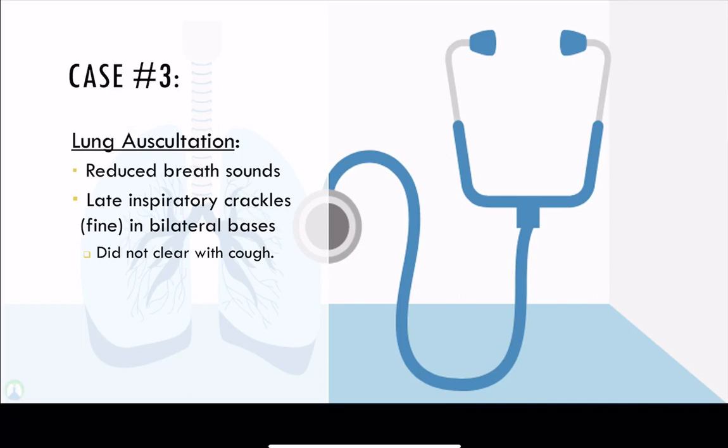When you do your lung auscultation, there are reduced breath sounds. This is an expected abnormal finding with pulmonary fibrosis because of the low volumes. If someone is taking shallow breaths, it can be very hard to hear, and diminished breath sounds is a common finding. You also hear late inspiratory crackles in bilateral bases that did not clear with cough.